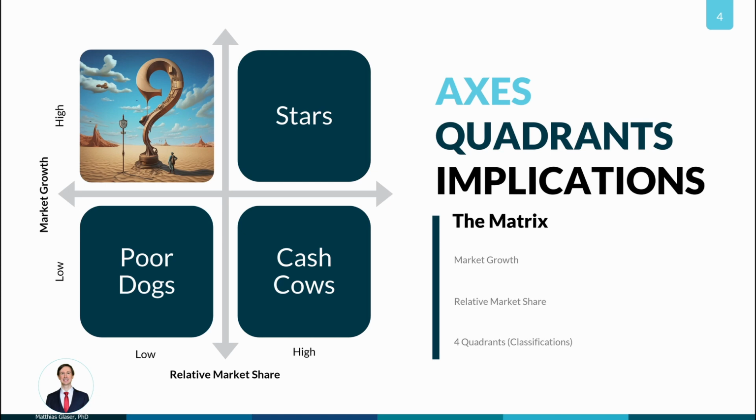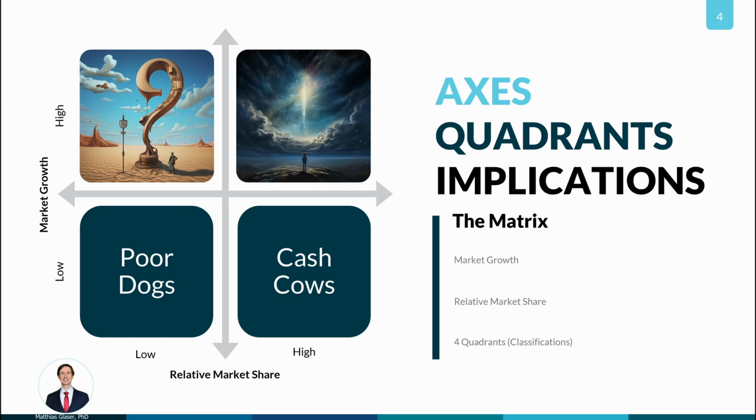Products in the star quadrant are promising investments that could contribute significantly to a company's future success. Stars are characterized by high market growth and high relative market share. The suggested action is to invest in these products and increase their market share. Later, these stars could become cash cows as market growth slows.